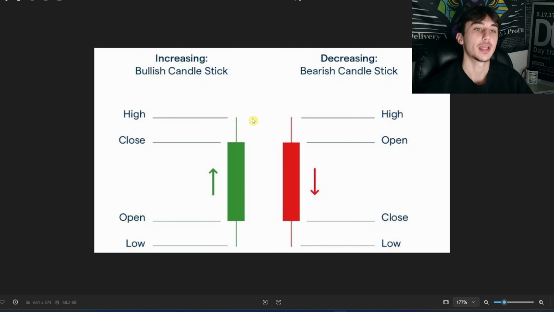Now let's take a look at a bearish, or in other terms, a red candlestick. The only difference between these two candlesticks are the open and the close prices. As you can see, the open price of a red candlestick will always be the top of the box. The close of the candlestick will always be the bottom of the box. And the wick highs and the wick lows are the same thing as a green candlestick.